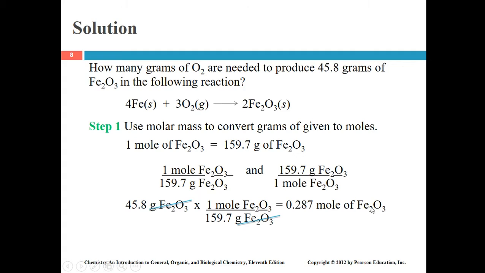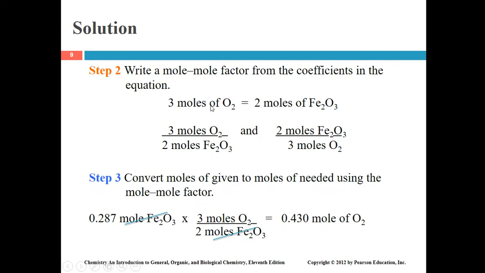So you go, oh, am I done? No. Notice it says how many grams. So only when we get to the label grams of O2 are we done. But we're now at moles of Fe2O3. Now we can use our equation to go from moles of Fe2O3 to moles of O2. And the coefficients in front of those, we had a 3 in front of the O2, we had a 2 in front of the Fe2O3.